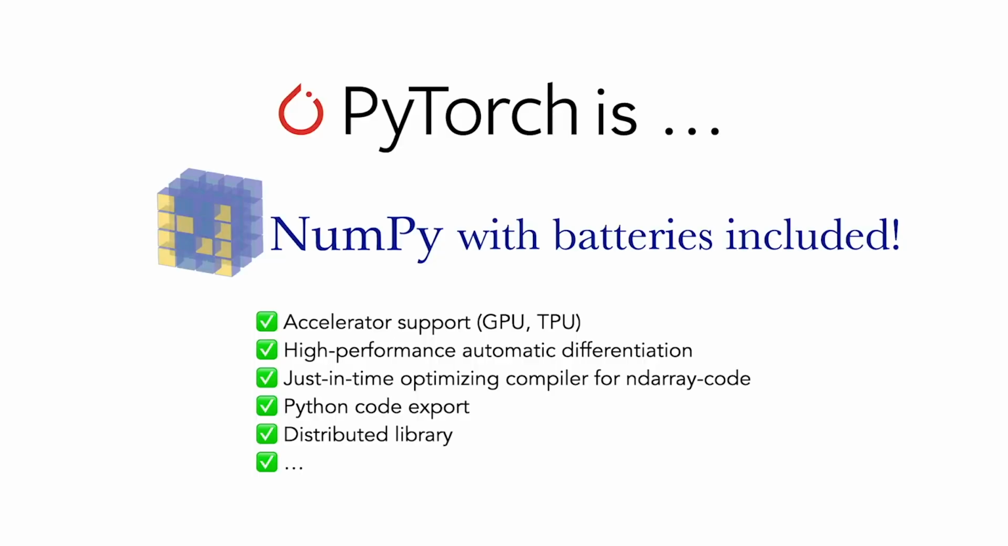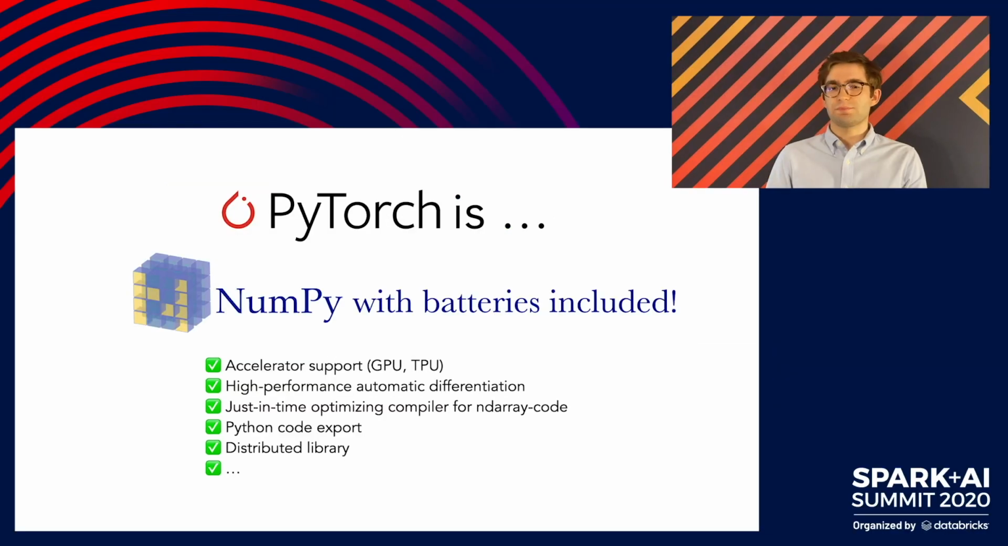So if I were to describe what PyTorch is using just one sentence, I would say that PyTorch is NumPy with batteries included. And some of those batteries are crucial when it comes to executing certain kinds of workloads, in particular machine learning. Those features include accelerator support, so you can easily write your ND array code, which can execute on the CPU as it would normally with NumPy, but it can also use GPUs or TPUs or any other accelerator that might become popular in the future.